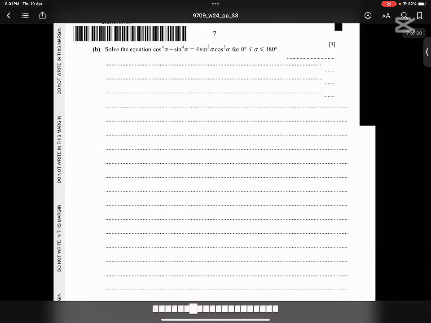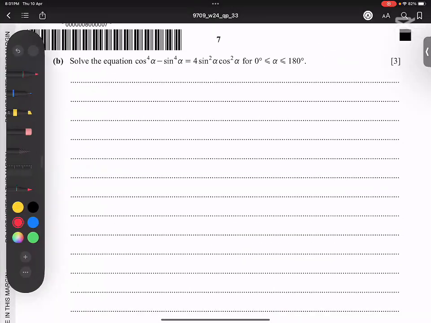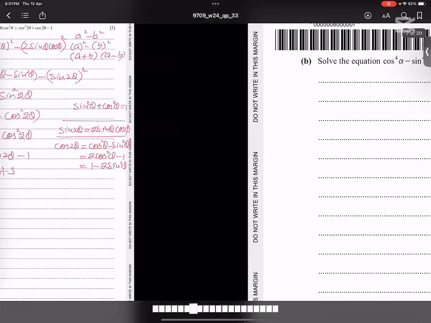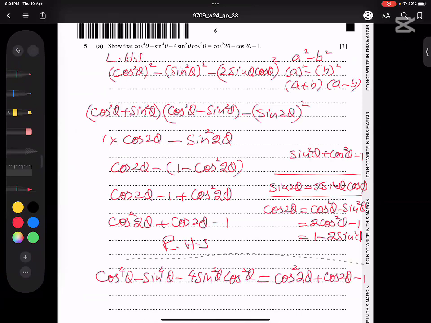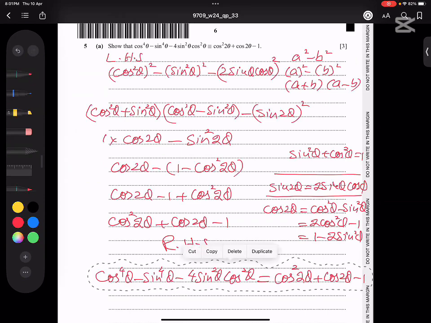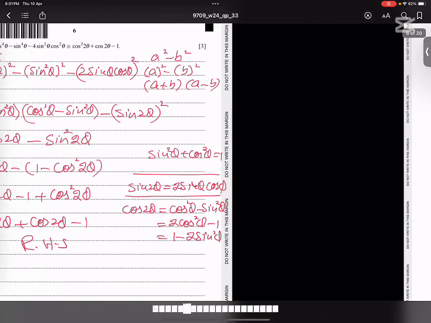The next part in this question is here. Interesting, if you look carefully it is the same thing, but I will do one thing, students. What I've proved, let me write it here. The proving part which I've done: cos 4 theta minus sine 4 theta minus 4 sine square theta cos square theta is equal to cos square double theta plus cos double theta minus 1. This whole equation I'm shifting to the next page, then you can understand easily.